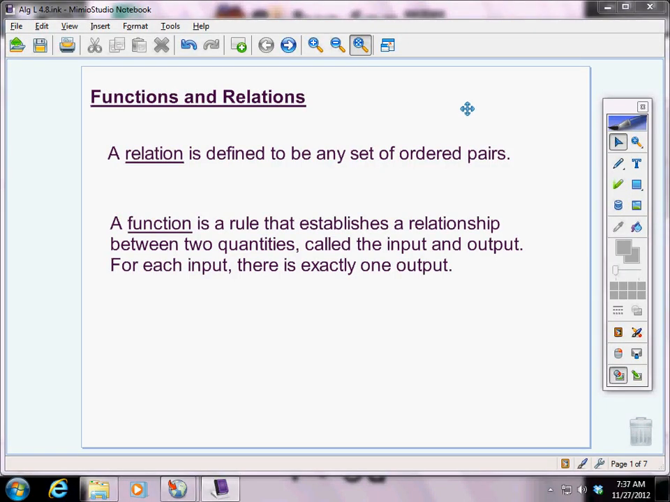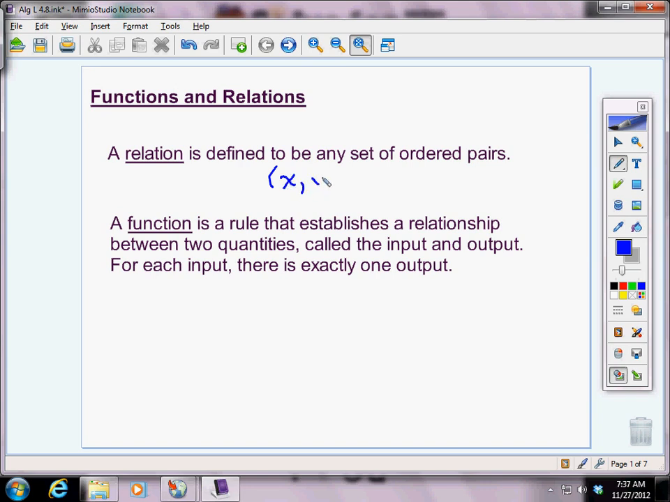Talk about functions and relations, we're actually talking about the types of equations you've been dealing with, pretty much all the equations you've always dealt with. It says a relation is defined to be any set of ordered pairs. So you've heard me say that it's not coincidence that we have an x-coordinate and a y-coordinate, an x-axis and a y-axis. And when we graph a line on here, that line represents a relation. It's a relation of all the solutions to an equation.